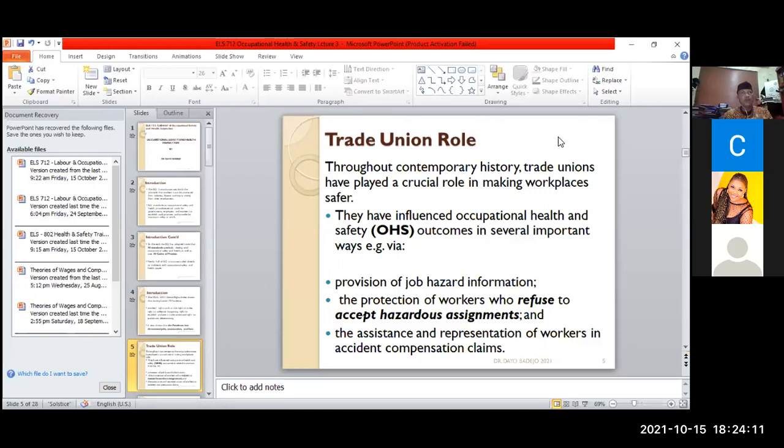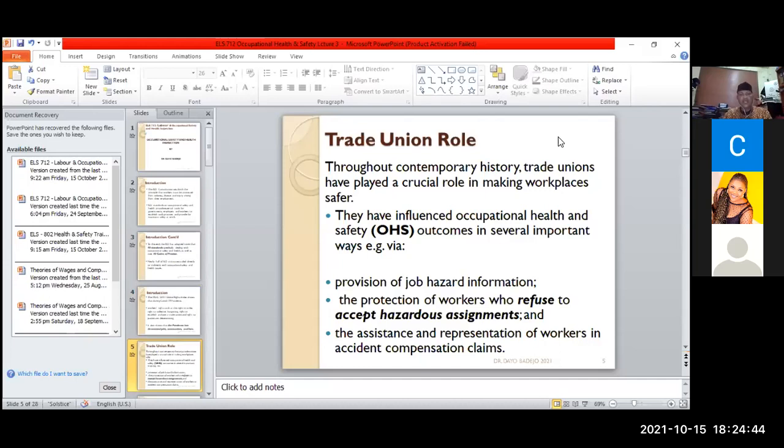We cannot talk about the workplace without talking about this group of people. Throughout history, trade unions have played a crucial role in making workplaces safer. An average employer wants to be penny wise, pound foolish. In trying to cut costs, they look at providing safety and all those issues as costs. An average owner of a business wants to minimize costs and make sure the profit is on the high side.